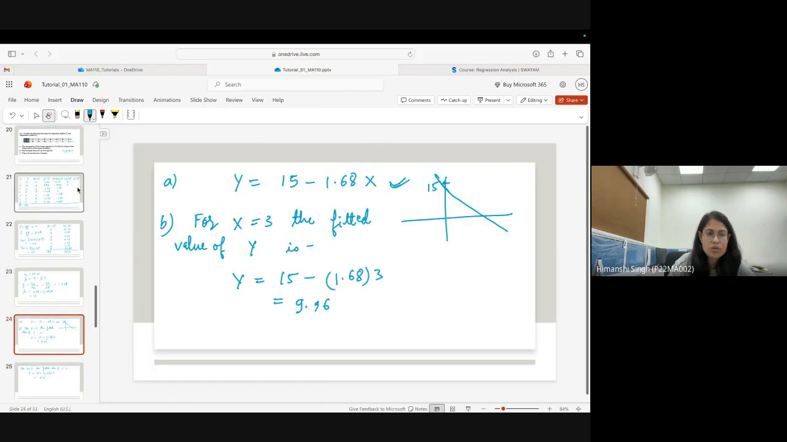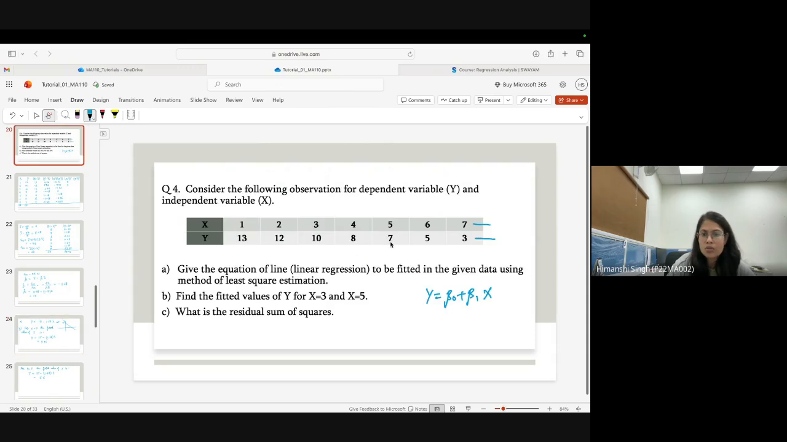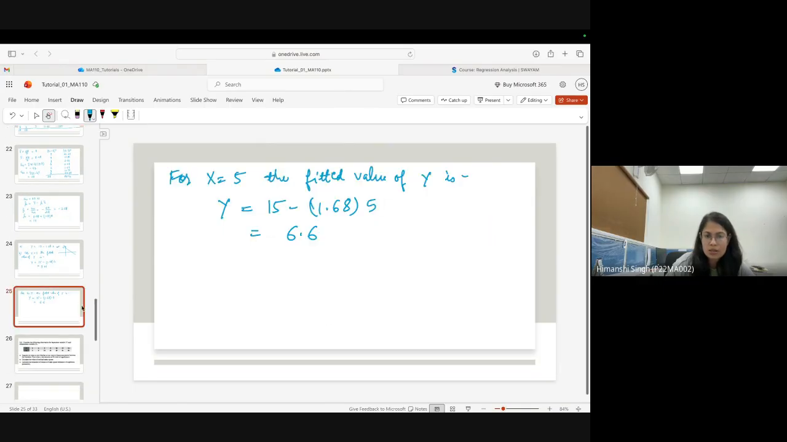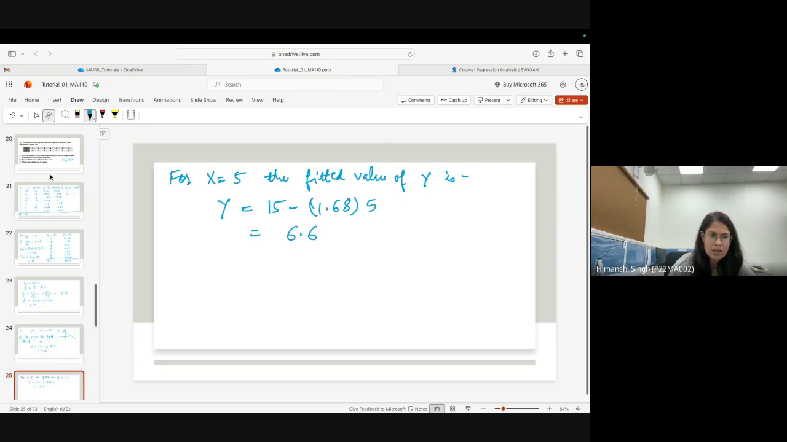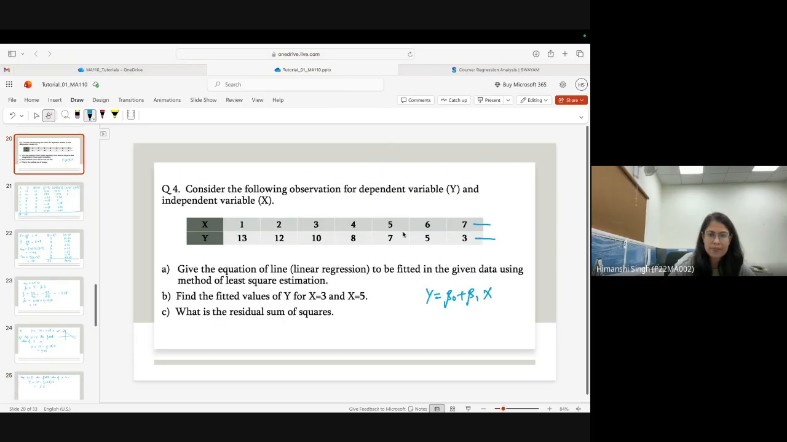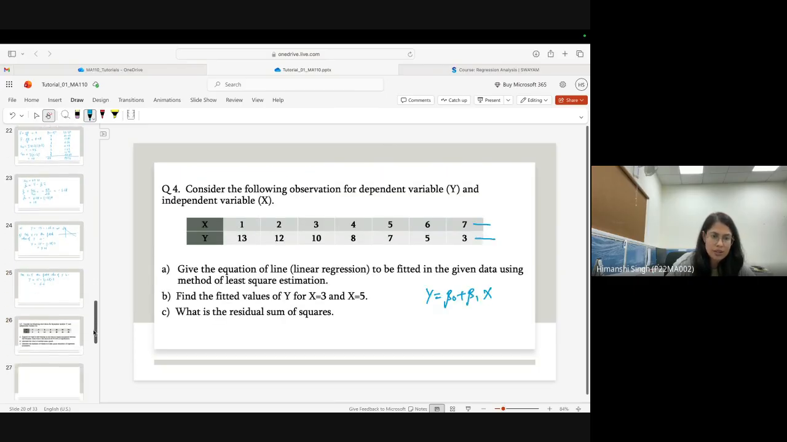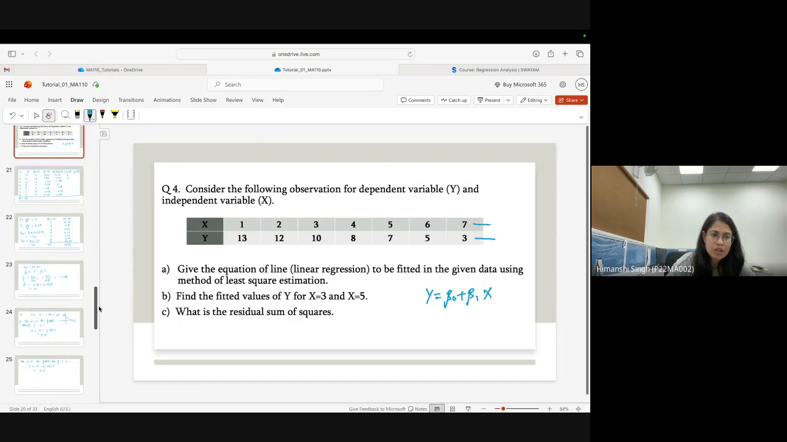And for x equal to 5, the observed value was 7 and the fitted value is coming out to be 6.6. So there is an error. This is the fitted value, and the observed value was 7 for x equal to 5. This is the difference between the fitted value and the observed value.